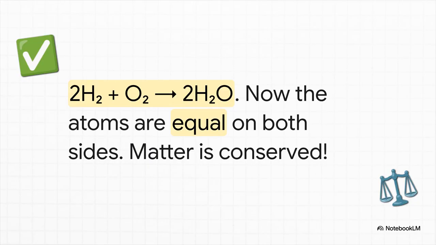And voila! By putting a big 2 in front of the H2 and another big 2 in front of the H2O, we get this. Now let's do the atom count. On the left, we now have 2 times 2, so 4 hydrogens, and 2 oxygens. And on the right, we have 2 water molecules, which gives us 4 hydrogens and 2 oxygens. Perfect match. The equation is balanced. The recipe is now correct.